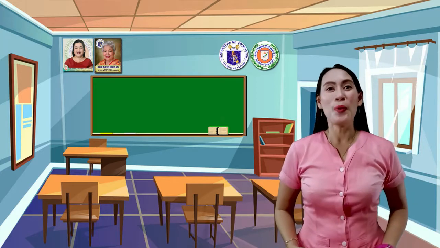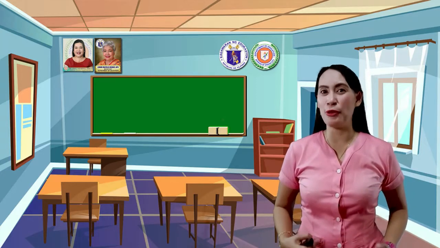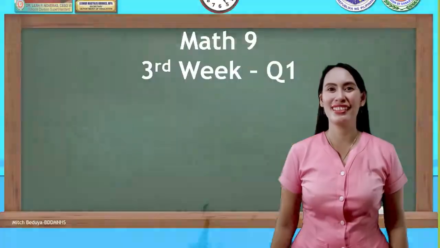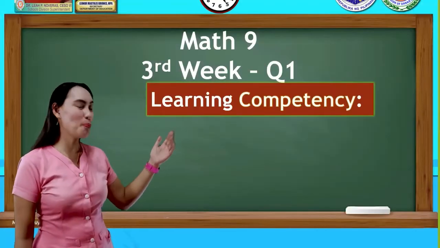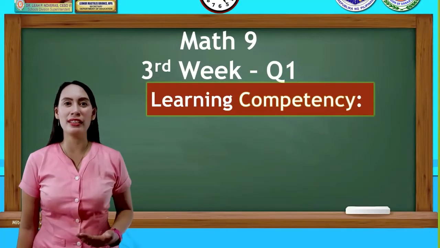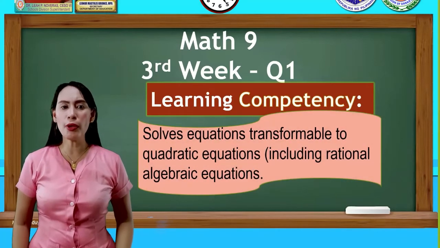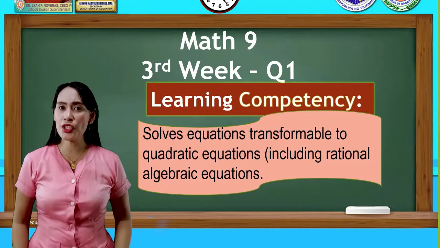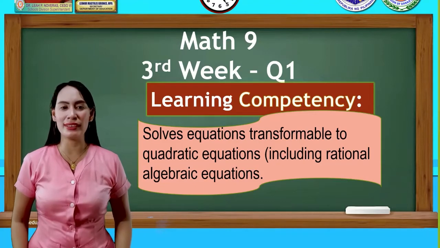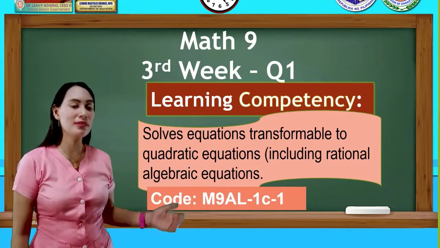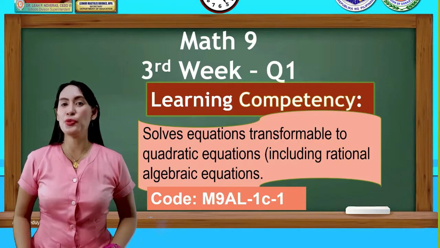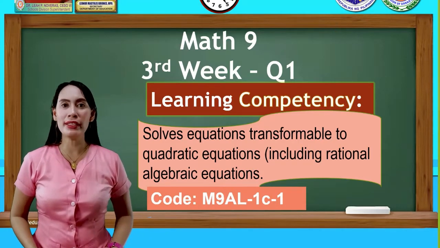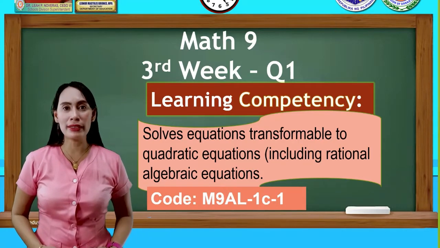And now, we are in our third week of the first quarter. The learning competency that you are going to learn: solve equations transformable to quadratic equations, including rational algebraic equations. The code: Math 9, Algebra, first quarter, third week, first lesson.